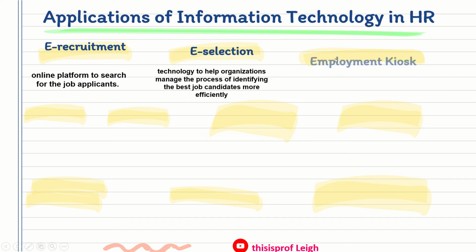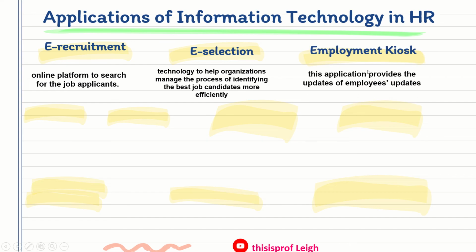Third application of IT is the employment kiosk. This application provides the updates of the employees. So ito is para siyang storage or isang system where an employee can actually update his personal achievements, or kung pwede din siyang i-reach ng mga management for the employee to know the trainings available, the seminars available, or for the development of that employee.